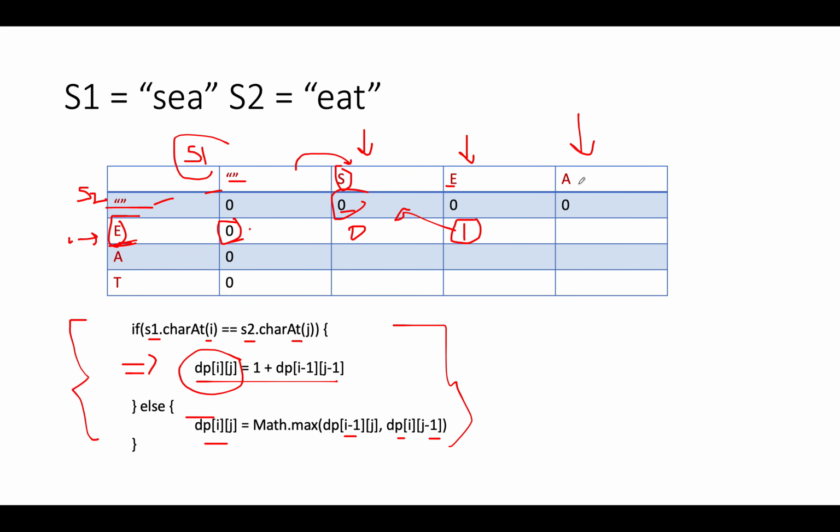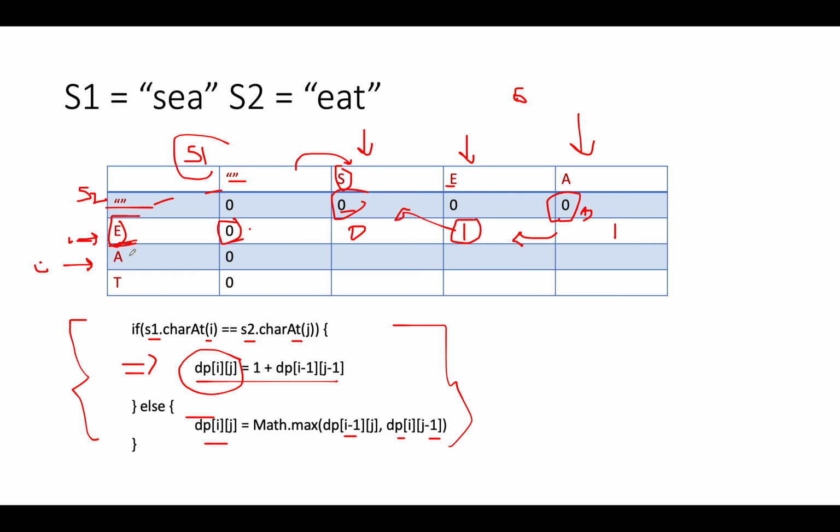We have E and A this time, and there is no matching condition. So we'll look at the immediately up value and the immediately sideways value. The maximum of these two values is the answer, and in this case it would be 1, which actually makes sense. Here you are considering S2 as E and S1 as S, E, A, C. So the longest common subsequence is of length 1, which is E. So let's move on to the next iteration of i.